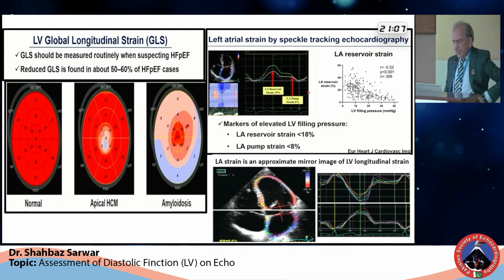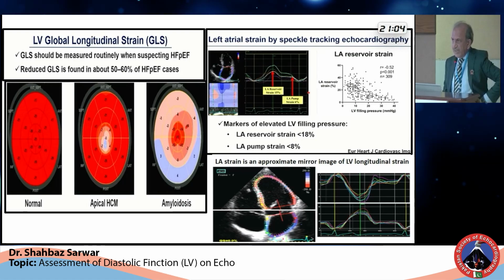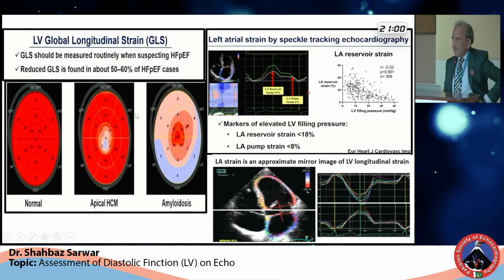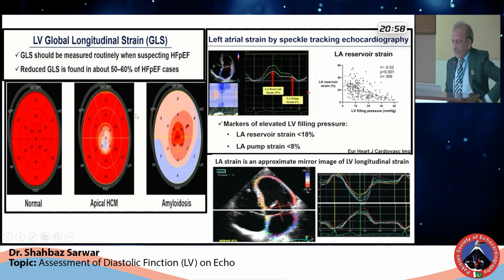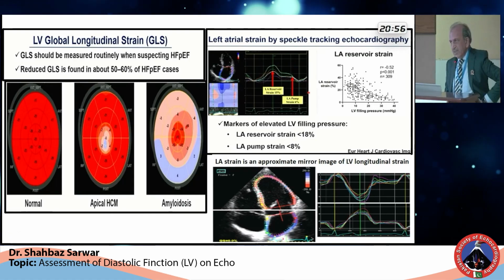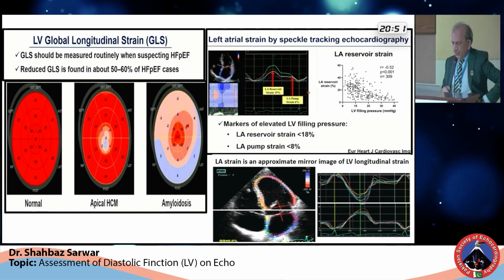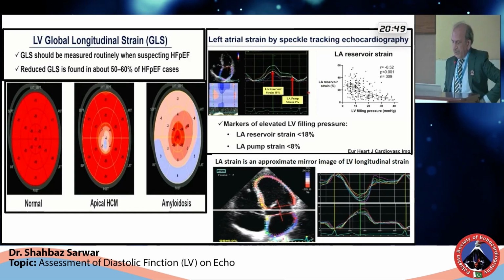Then we can do the longitudinal strain, as Dr. Tipu was telling, and that can help us in deciding, apart from systolic function, also that there is diastolic abnormality. I would not talk more on that because Dr. Tipu has very elaborately discussed that.